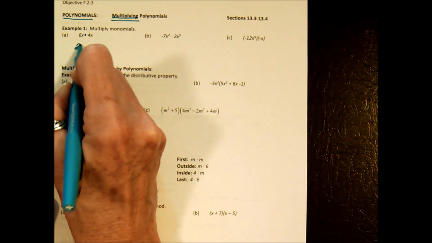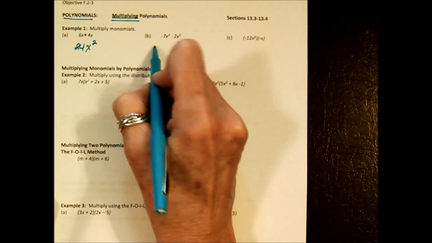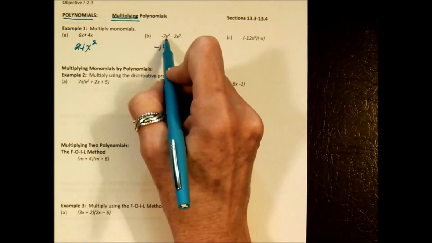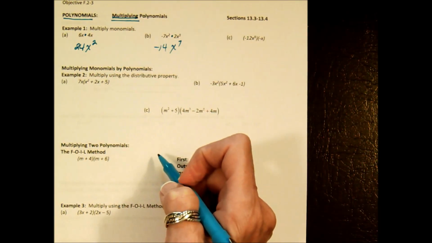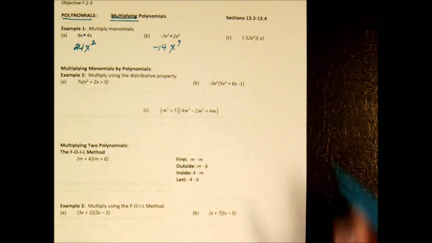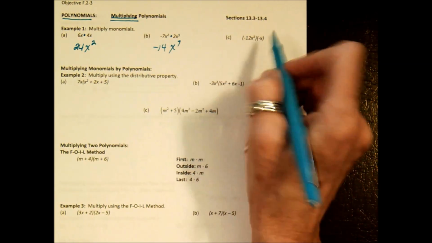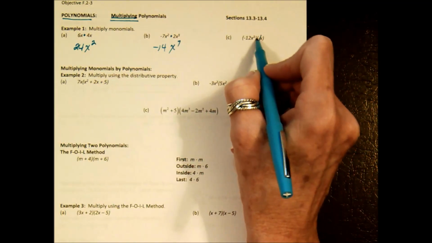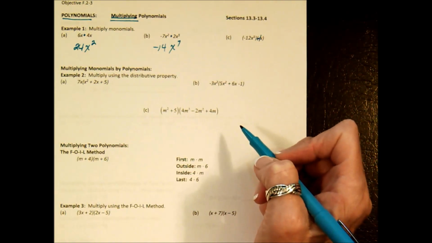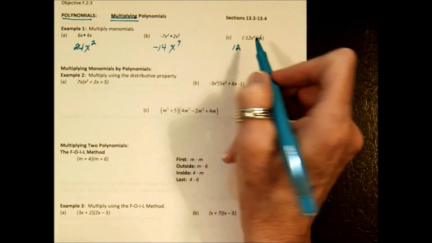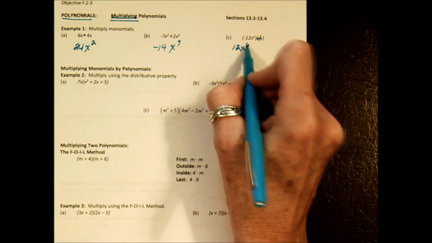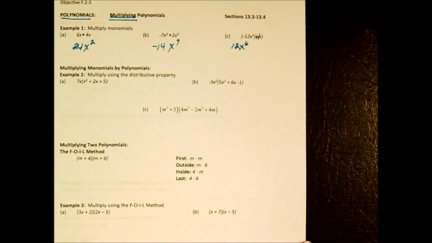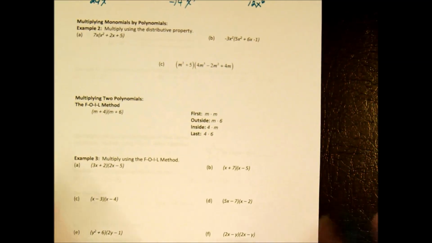So 6 times 4 is 24, x times x is x squared. Negative 7 times 2 is negative 14. X squared times x to the 5th is x to the 7th. You add those exponents when you multiply like bases. And finally, a negative 12 times a negative 1, remember that implied coefficient there is a positive 12. And then we have an x to the 5th times an x to the 1st is an x to the 6th. So multiplying monomials, pretty straightforward.